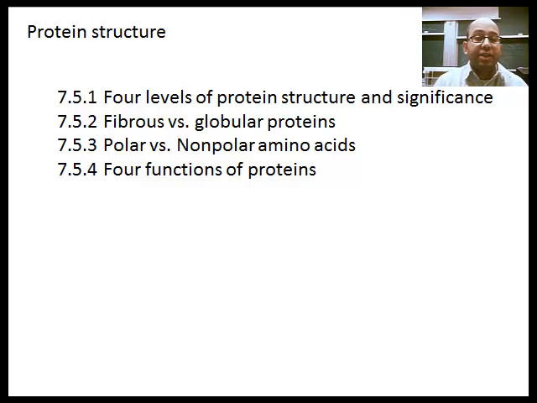And the examples of the 4 functions are given on page 207 in the table, so you should know 4 general functions, and it gives some examples: hemoglobin, actin and myosin, insulin, immunoglobulins, and amylase. So you should make flashcards. You should know the 4 functions and then give an example of each. And as I said, that's given on the table at the top of page 207.